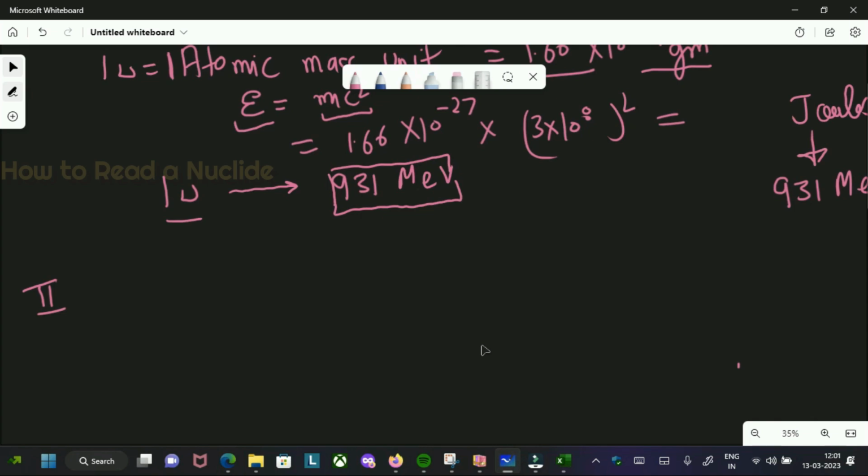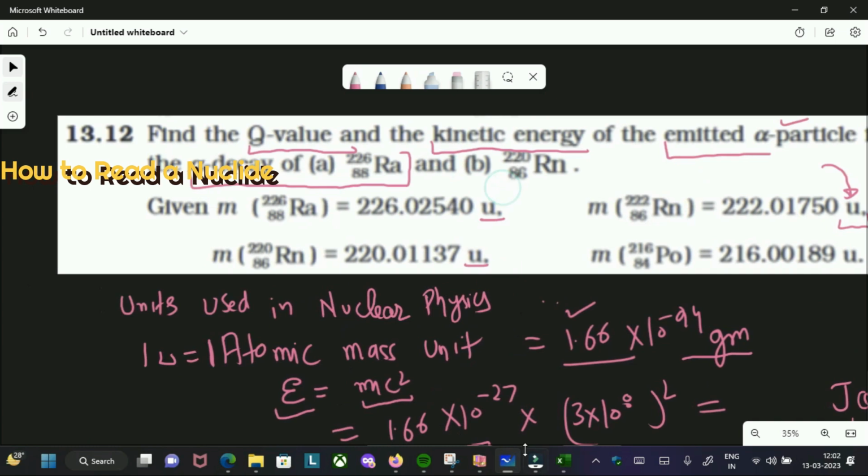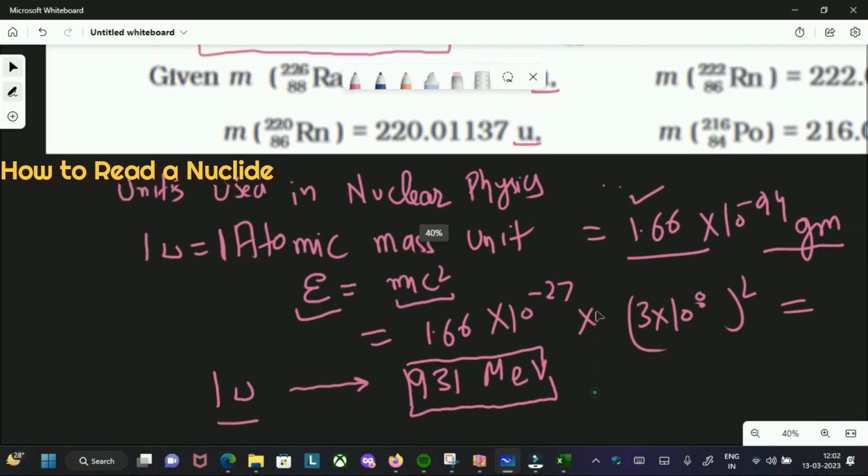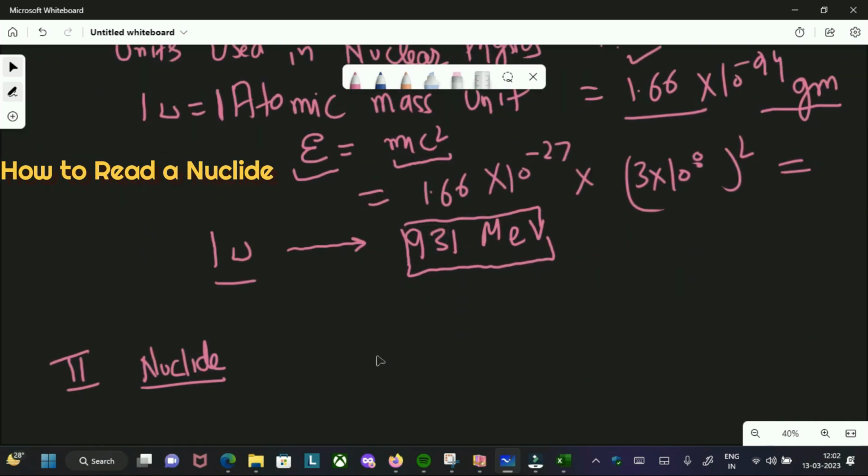The second thing you must understand is what a nuclide is. If you go back to this question, you can see 226 and 88. How do you read this, in the radium scenario? We will solve this question, don't worry, but listen to this very carefully.